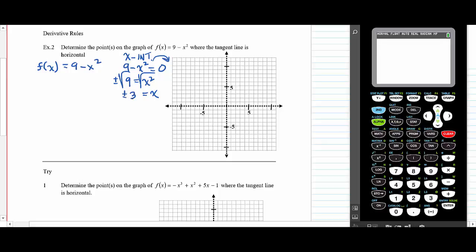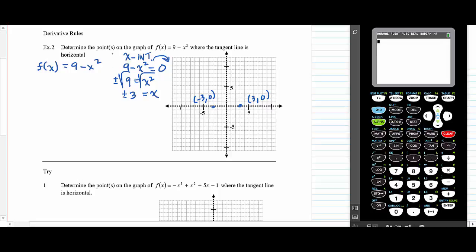So what that means for the graph is that you would have an x-intercept at the point (3, 0), and you would have an x-intercept at the point (-3, 0). It's a parabola pointing downward, so that's one way to figure out those x-intercepts.